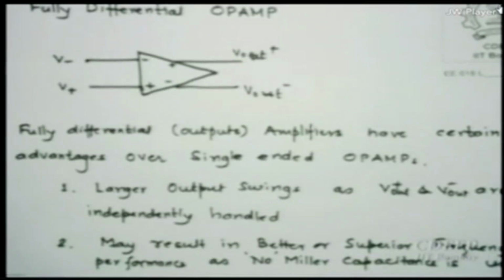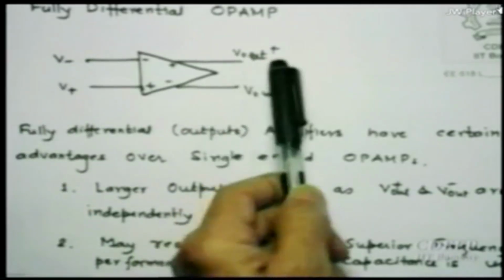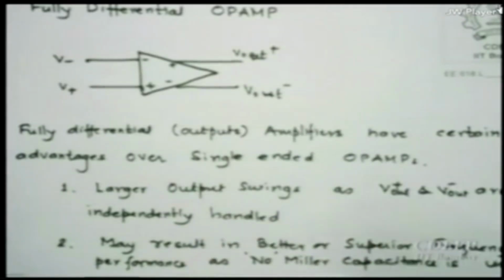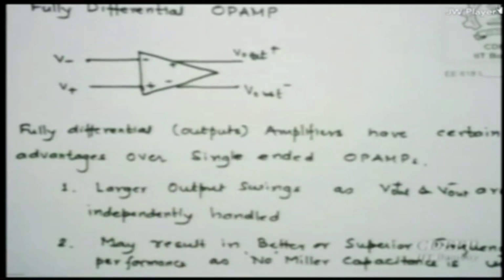So this is a fully differential op amp, which essentially says that if I have V minus and V plus as inputs, and V out plus and V out minus, they are of course opposite terminals, with phase change. So this is V out plus, this is V out minus. Such systems are called fully differential amplifiers or differential output op amps. I keep telling you they are mostly used in mixed signal designs.